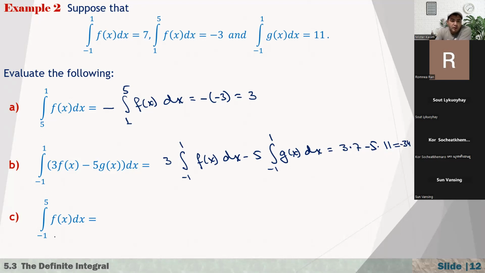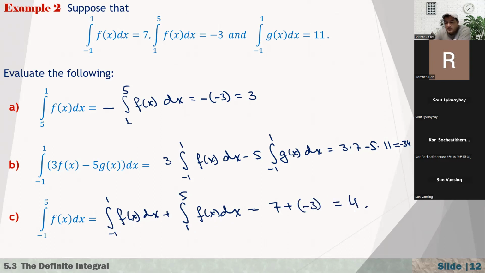And the last one, from -1 to 5. And see here, we don't have such an integral, but from -1 to 5, I can rewrite this integral using the additivity property. I can write it as the integral from -1 to 1 of f of x dx plus the integral from 1 to 5 of f of x dx. Now the integral from -1 to 1 of f of x dx is equal to 7, plus the integral of f from 1 to 5 of f of x dx, that's equal to -3. So the answer is 4.